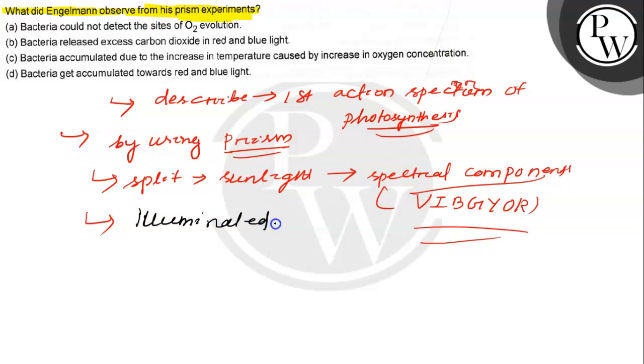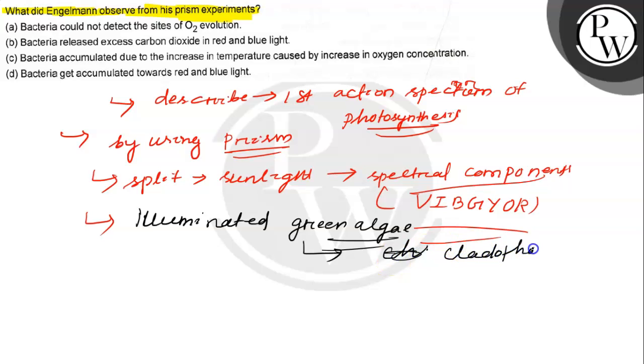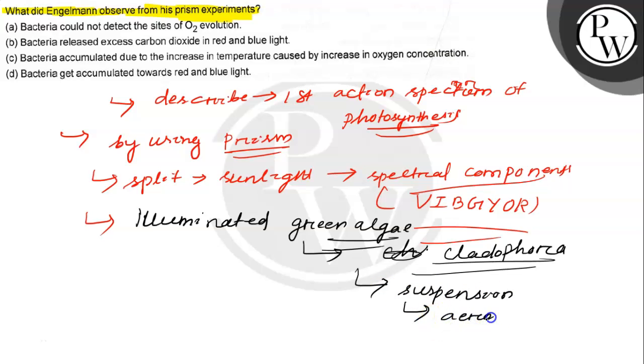Then he illuminated green algae, that is Cladophora. This Cladophora is placed in the suspension of aerobic bacteria. And the bacteria were used to detect the sites of oxygen evolution.